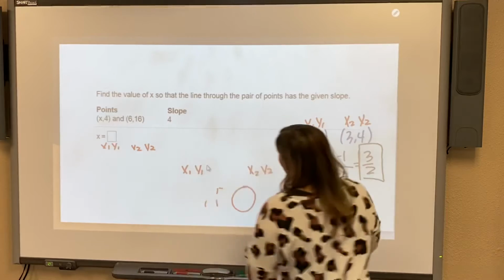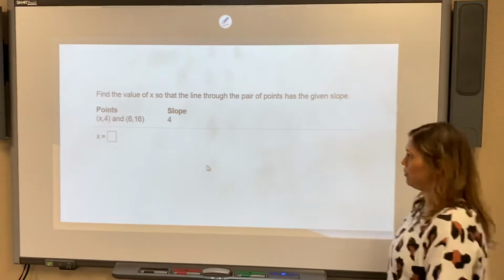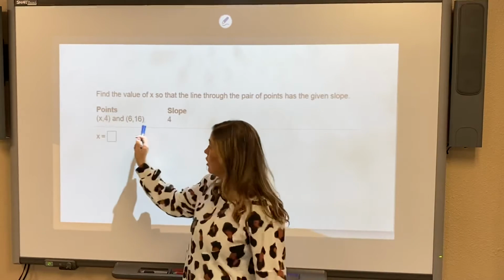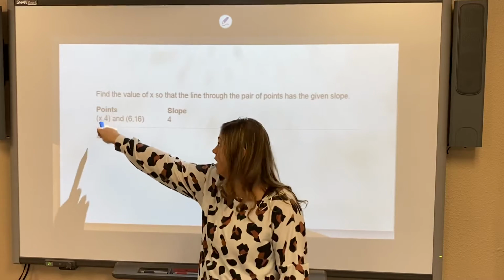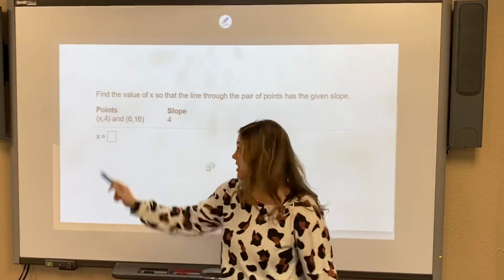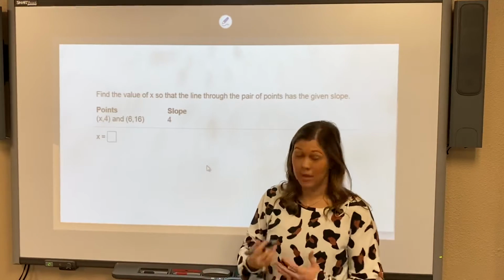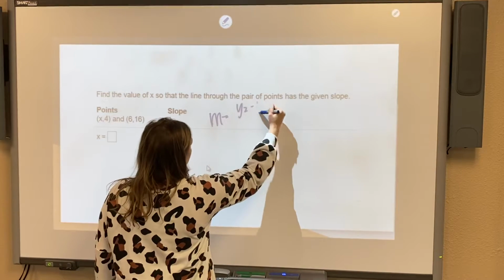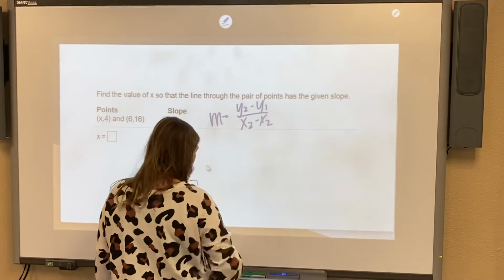Now let's talk about what if, this is a homework problem that I wanted to pull. What if you're given your slope and you're given an x and a y for one point and just a y for the other? What we need to find is the x to make it so that our slope is 4. So let's find out. We know our formula is m equals y2 minus y1 over x2 minus x1.